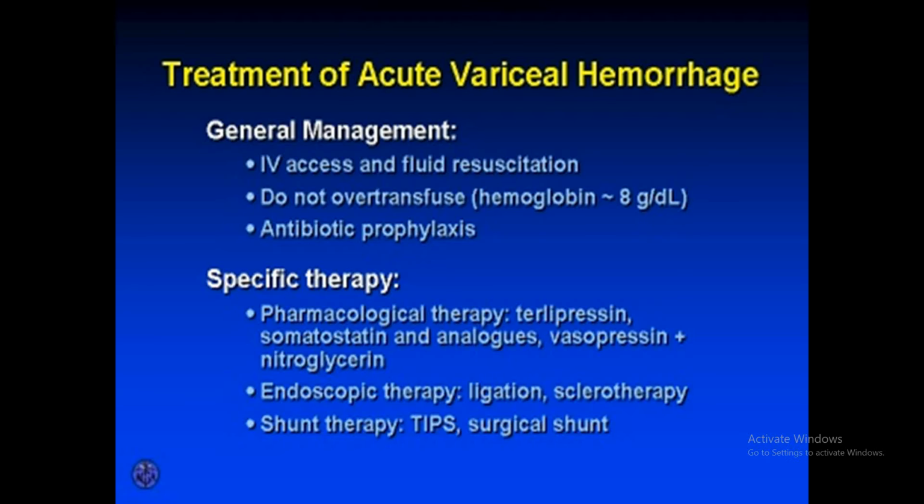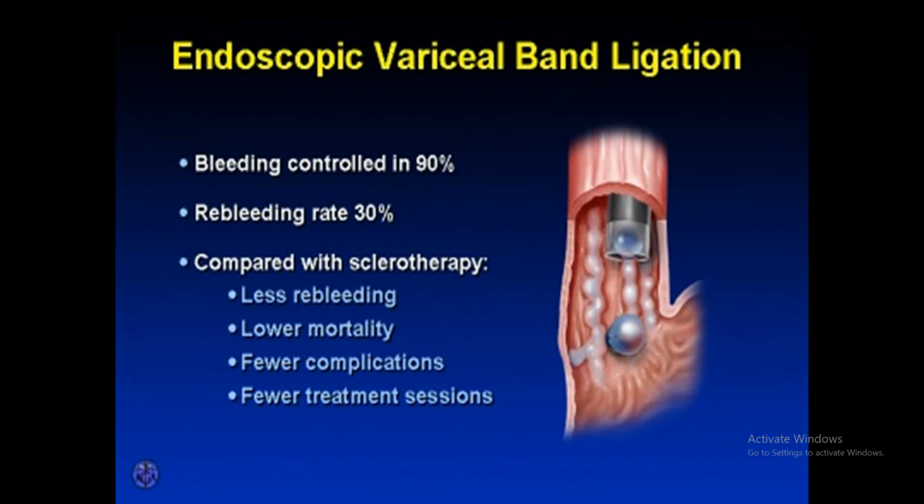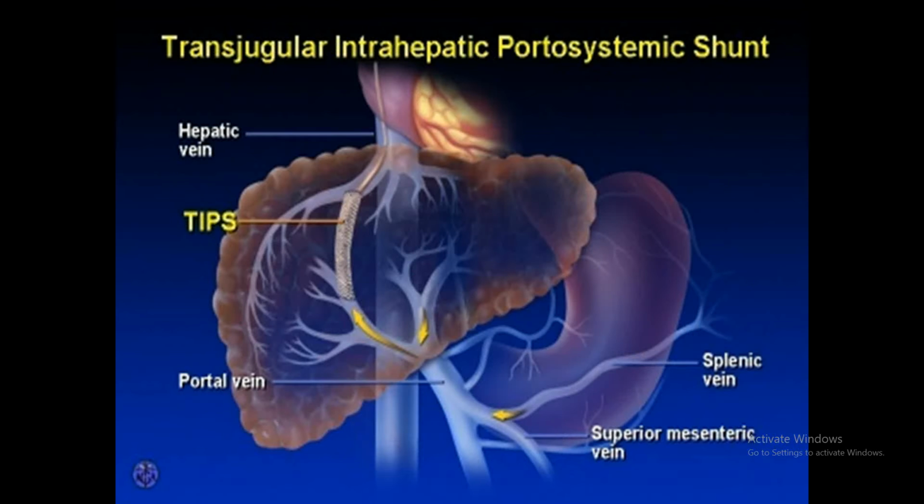1, 2, 3, 4, 5, 6, 7, 8. It fails. It fails. What do you do? When it fails, what do you do? This is very, very important, doctors. If you can understand like that, there will be no problem. The ligation is seen in this diagram. Transjugular intrahepatic portal systemic shunt is elaborated in this diagram.